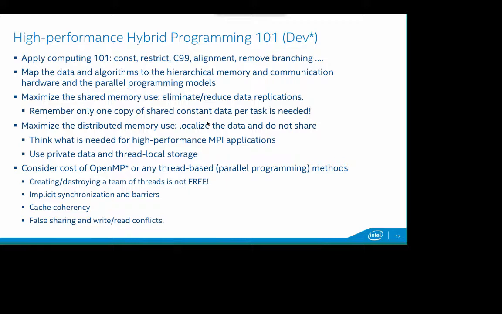And the other big issue is false sharing, particularly with big and long cache lines, and read-write conflicts, because the standard itself doesn't prevent you from doing that. While with an explicit programming model, you can't do it because there is no means to do it. So be aware of this particular case with OpenMP and try to avoid that one, and then we can move forward.